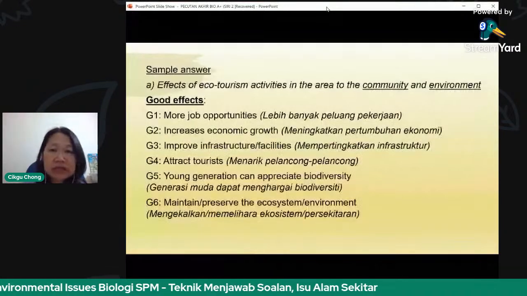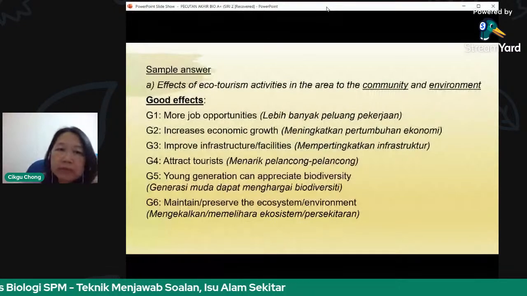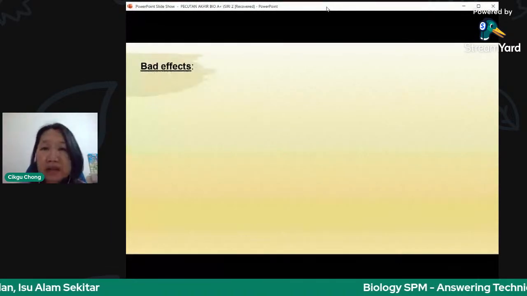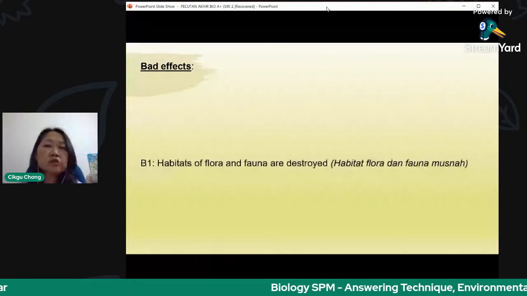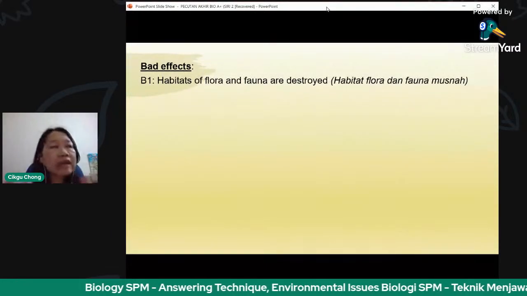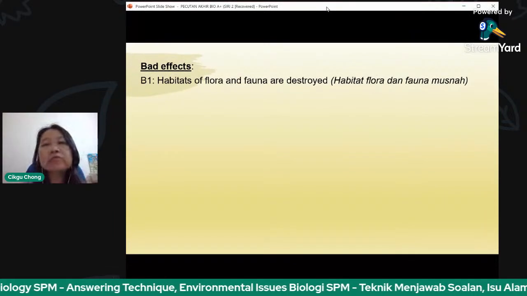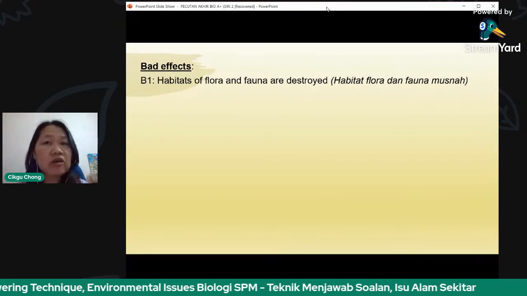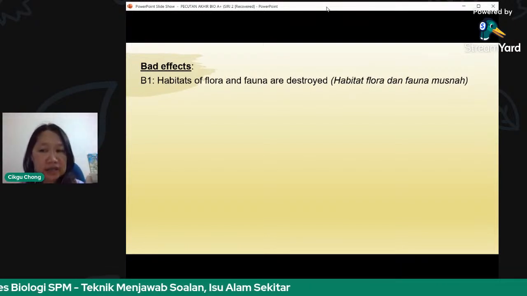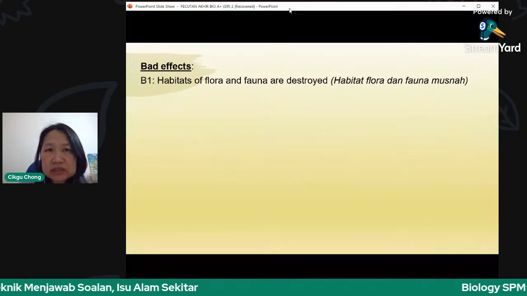Later if you want to copy down the points, you just rewind back the video, pause it and copy down if you want to. Okay, bad effects. Of course, you have to talk about effects. When you build anything, you end up clearing the forest. When you build any new infrastructure or facility, definitely you are going to harm the environment in one way or another.